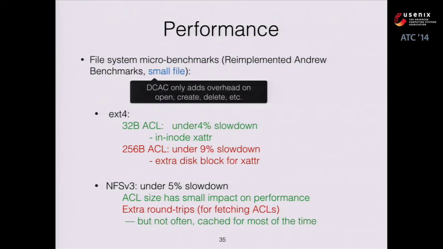We evaluated the performance of DCAC with file system microbenchmarks on small files. We chose small files because DCAC only adds overhead on operations like open, create, and delete. The result is, for the local ext4 file system, if the ACL is small enough to be contained inside the inode, then the slowdown is under 4%. But if the ACL is large enough to require extra disk blocks, then the slowdown can be up to 9%. However, for NFS, the slowdown is always below 5%, and ACL size has a small impact, because the performance is dominated by extra round trips for fetching ACLs, which fortunately are not common because ACLs are cached in memory for most of the time.